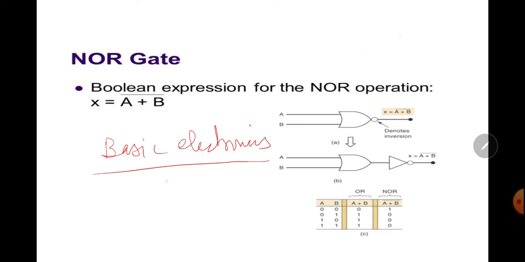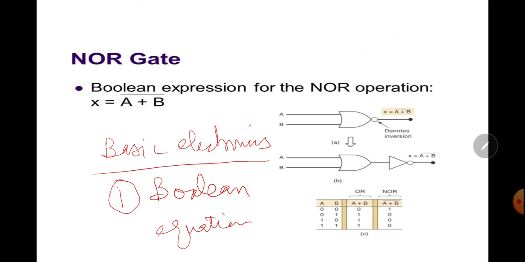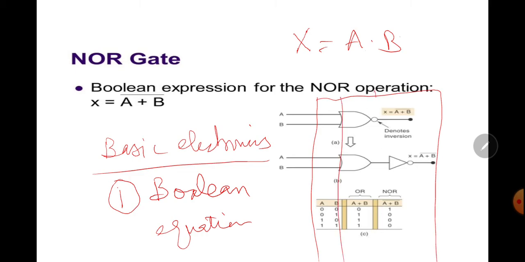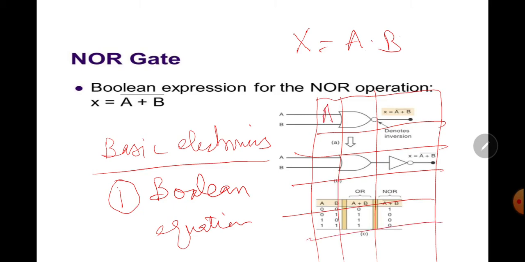Now, for example, in this chapter, we start from basic electronics. First, we will go into detail of gate. With regard to gate, you must remember the Boolean equation. For example, I write the Boolean equation for AND gate is x is equal to a dot b. So you will construct a table: a, b, x is equal to a dot b.